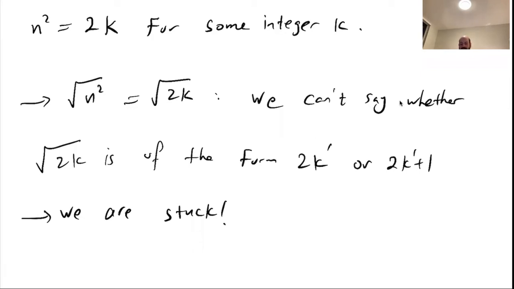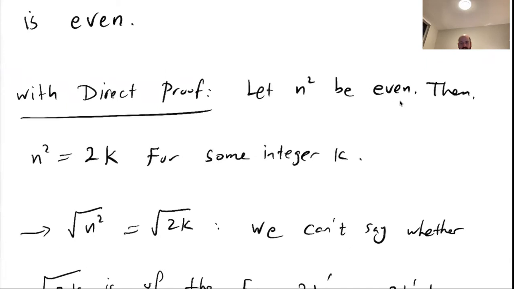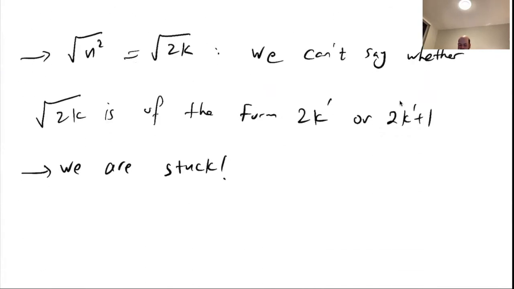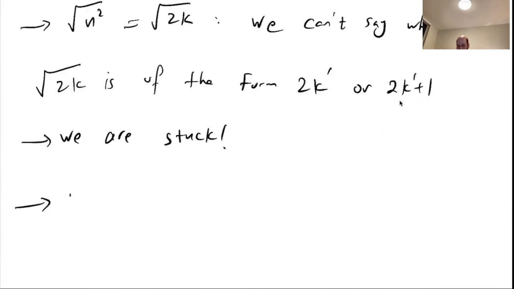So we are stuck, which means what? We can try different methods. With direct proof, we would be stuck. But what about another proof? So we now try proof by contraposition.